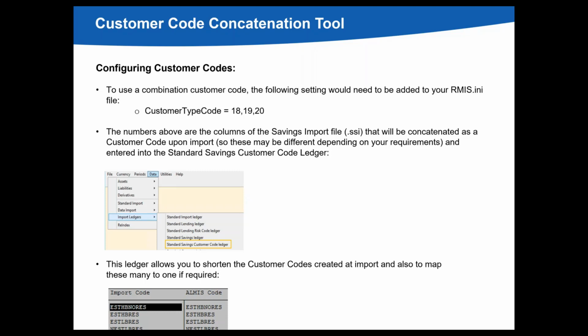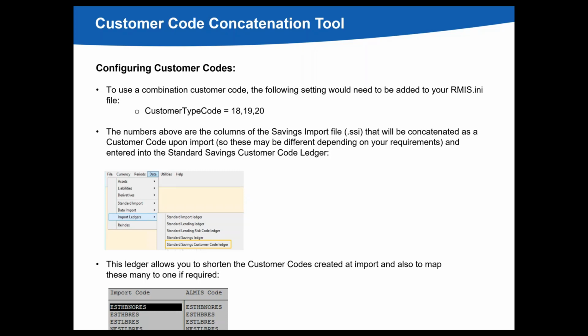We need to add to your Almis ini, which is stored in your server data folder, this customer type code equals setting. What that's doing is counting the columns, so columns 18 to 20 in this case, and telling the system I want to create my customer codes from those columns. So Almis will concatenate, depending on what data you've got in your file, all the combination customer codes.